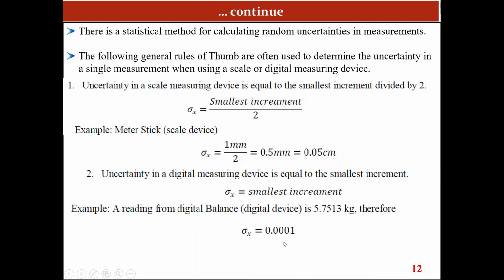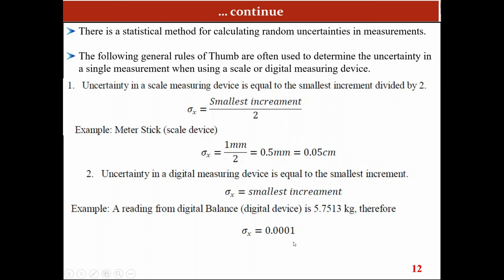For this, the smallest increment is 0.0001. We have to take the last one. If this number is 5.751, the smallest increment is 0.001. If the digital balance reads 5.75 only, the smallest increment is 0.01 only. So in this case, the uncertainty is this number. Therefore, whenever we write a report, we have to say 5.7513 plus 0.0001 or 5.7513 minus 0.0001. This is how you are going to report.